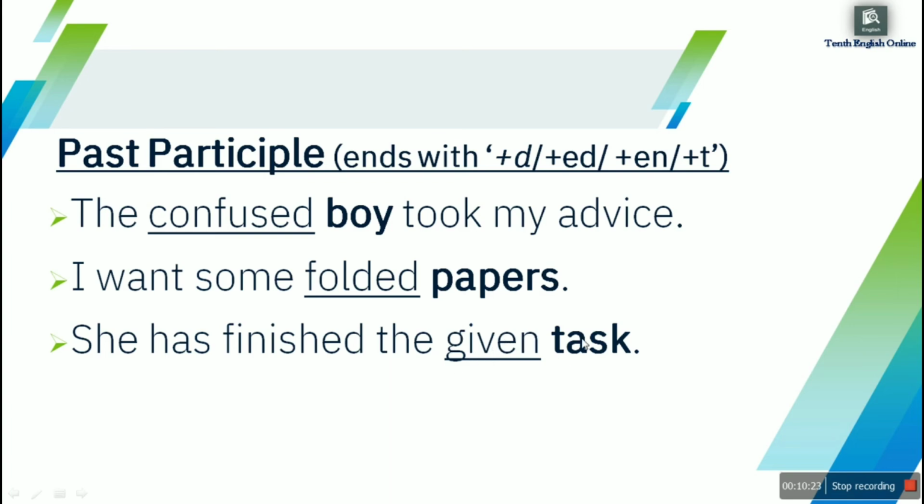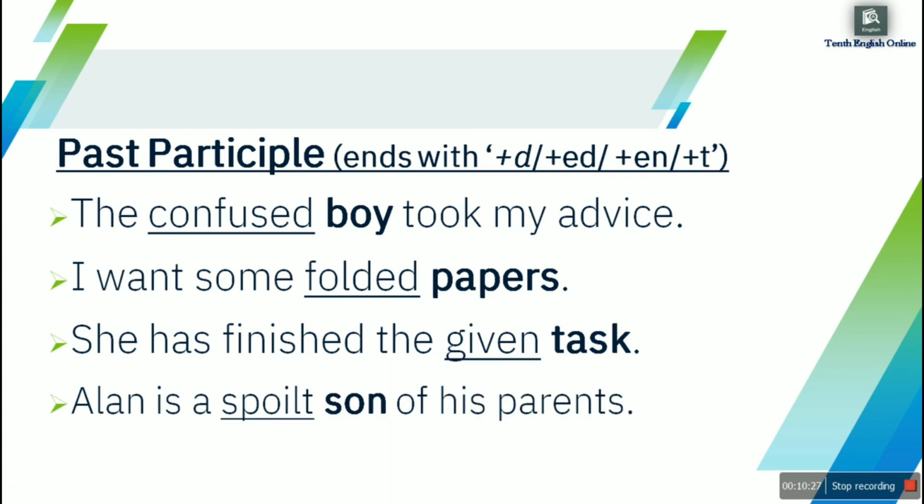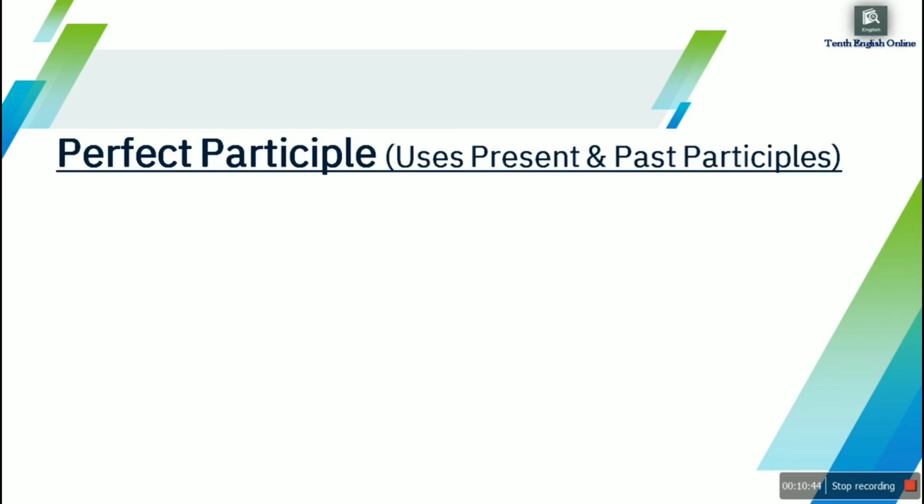Next, Alan is a spoiled son of his parents. Spoiled son. Son is a noun. Spoiled is a past participle form. All these underlined words, they are in the past forms only. Fine. Hence, we call them past participles, and they are all acting as the adjectives only. Clear? Next, the last topic is perfect participle. So in this participle, we use both the present and past participle.